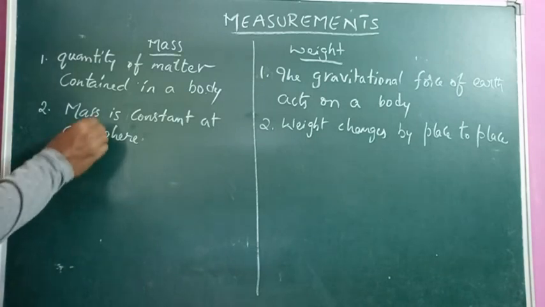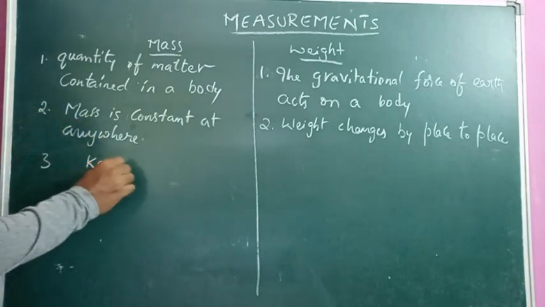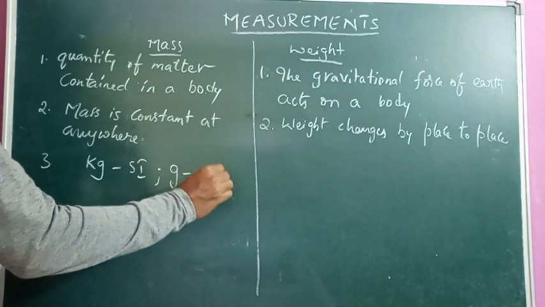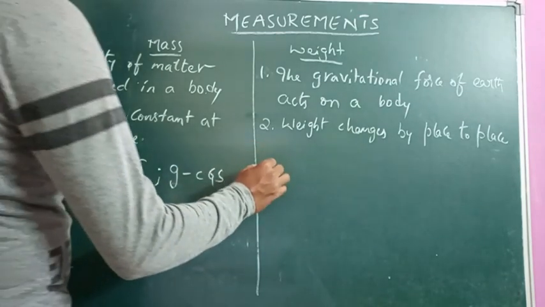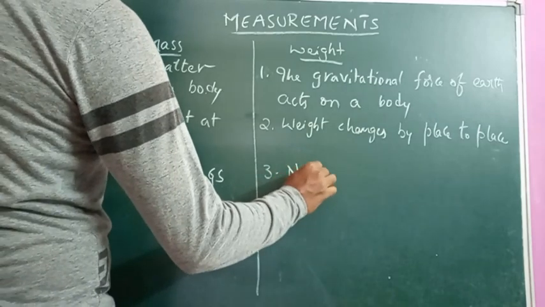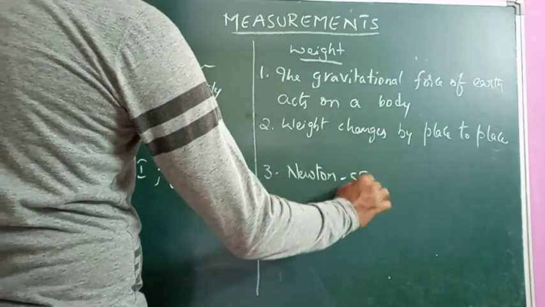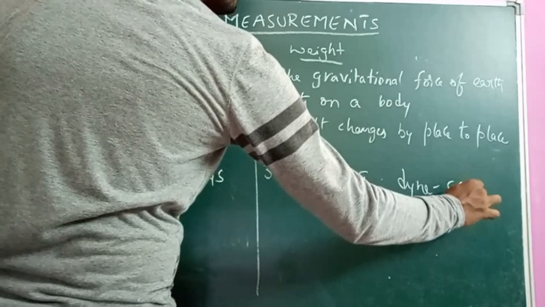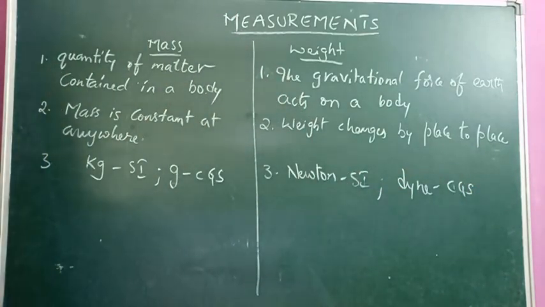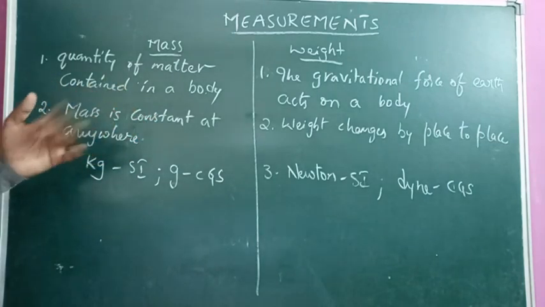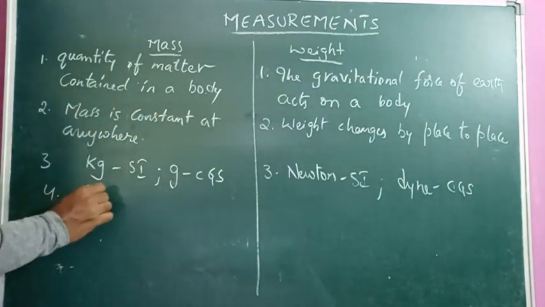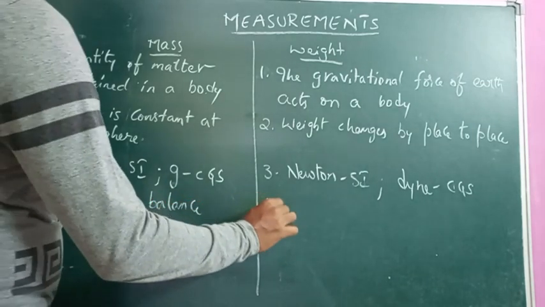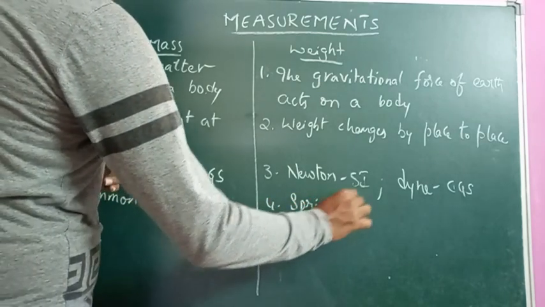Coming to the units, the SI unit of mass is kilogram, and gram is the CGS unit for mass, whereas the SI unit of weight is newton and the CGS unit is dyne. Mass is measured by using a common balance, and weight is measured by using a spring balance.